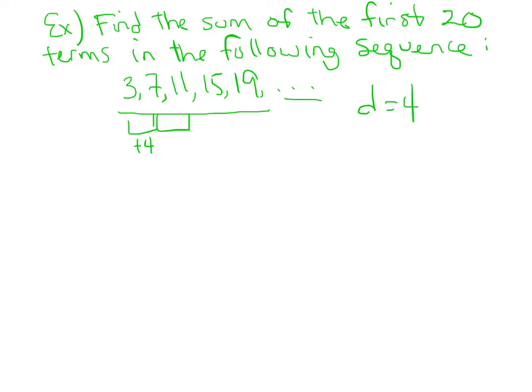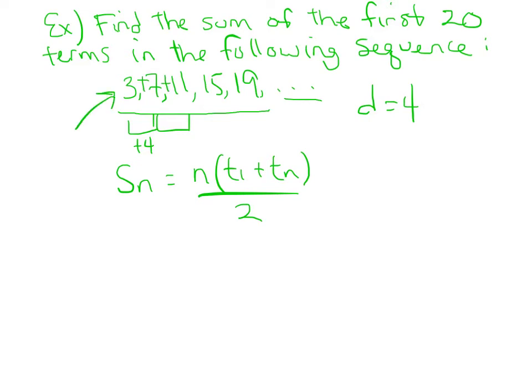Since it's arithmetic, I can use my new arithmetic sum formula, where I take the number of terms times the first term plus the last term, all divided by 2. Now, if I wanted the series for this sequence, I would have to put plus signs in between the terms. So I gave you a sequence, but the series would be this. We're now going to add up the first 20 terms. So let's see what we can fill into our equation right now. Since I want the sum of the first 20 terms, my n is going to be 20.